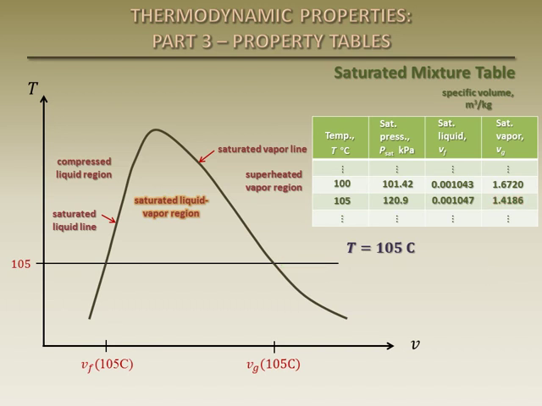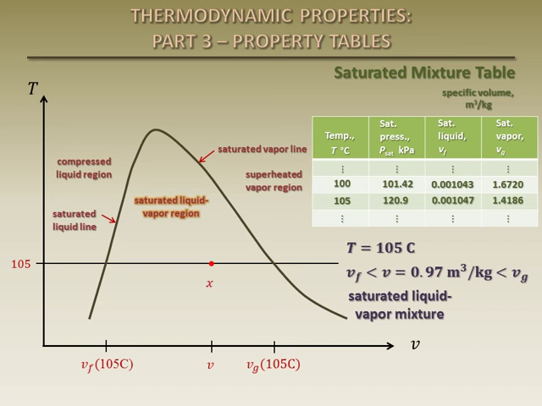If the specific volume is anywhere in between that of a saturated liquid and a saturated vapor, then we know that it's a saturated liquid vapor mixture and that it's at the saturation pressure. Recall that a saturated liquid vapor mixture has some quality, which is defined as the ratio of the mass of the vapor to the total mass of the mixture. So a saturated liquid has a quality of 0, while a saturated vapor has a quality of 1.